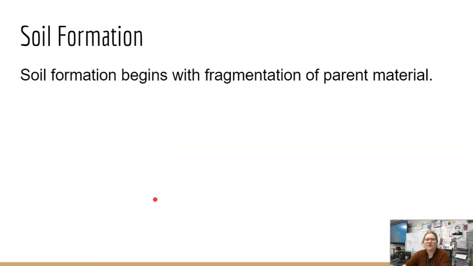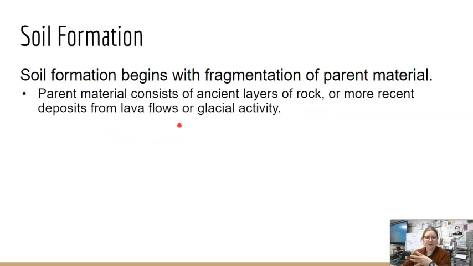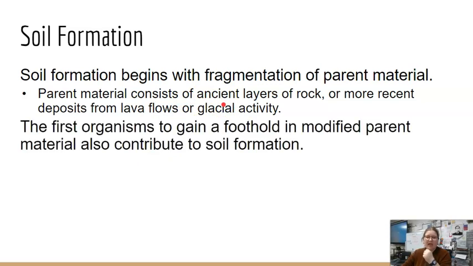So soil formation begins with the fragmentation of parent material, whatever the soil is coming from. So the specific type of rock or sand or whatever that it's coming from. That's the parent material. Parent material consists of ancient layers of rock or more recent deposits from lava flows or glacial activity. And the first organisms to gain a foothold in modified parent material also contribute to soil formation.